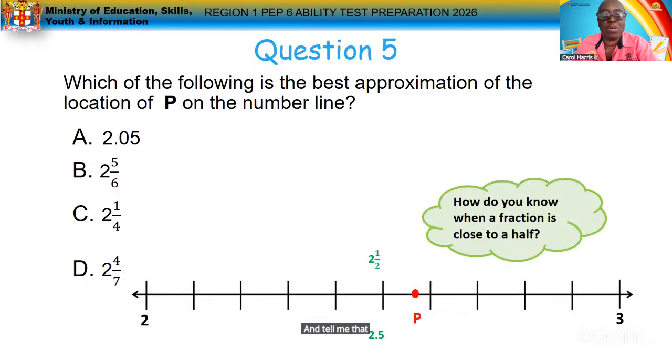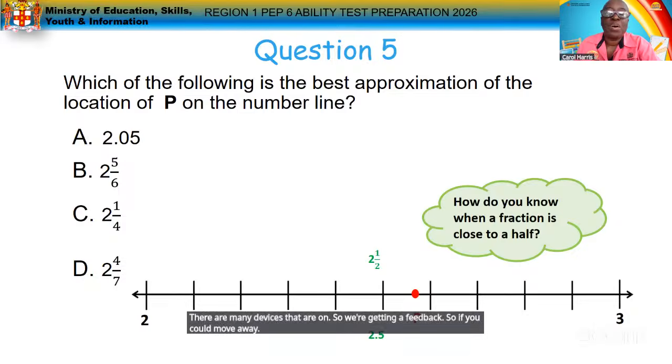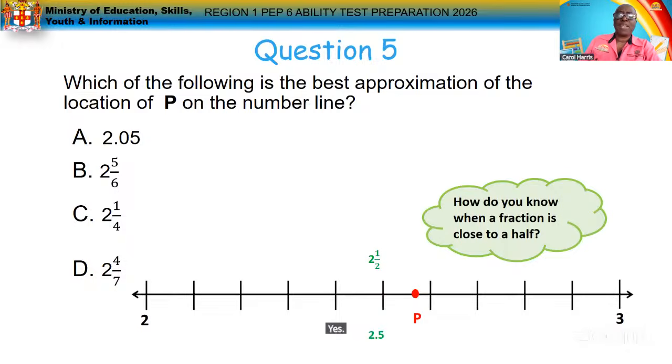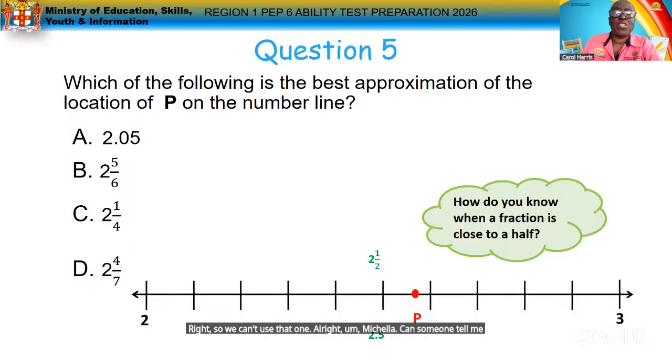Mrs. Strong, William Strong class. And so Halfway Tree Primary, you have been given the request to unmute. Kindly unmute. There are many devices that are on, so we're getting a feedback. Right, so we can't use that one. All right, Ms. Richard, can someone tell me how I know a fraction is close to a half?